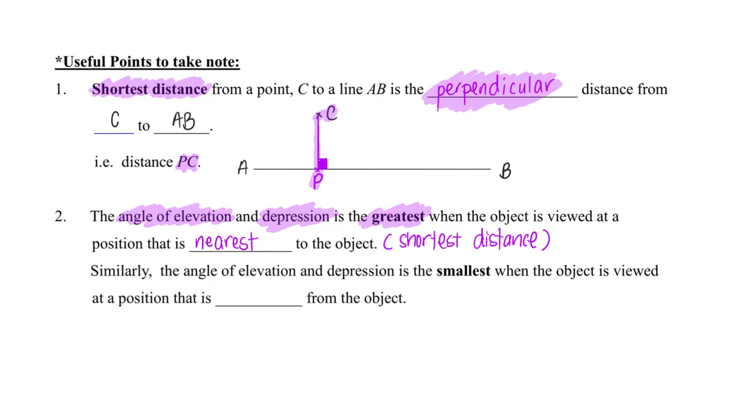So similarly, the angle of elevation and depression is the smallest when it is further from the object itself, so that is the smallest. Okay, so this is something useful to take note of when we continue to solve more problems on trigonometry.